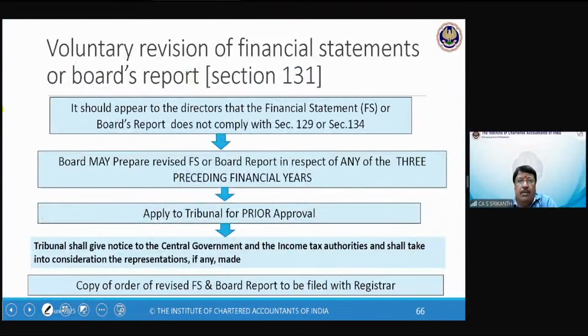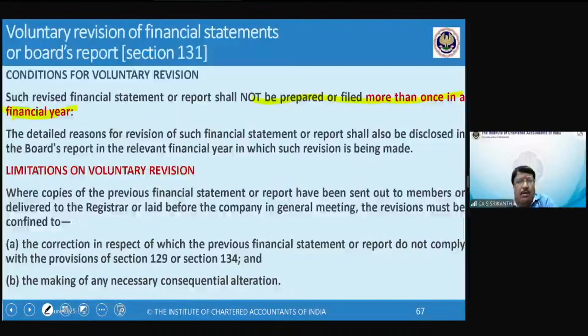3 preceding financial years. But unfortunately, the wording says more than once in a financial year. So I can do only one revision in one financial year, but the same year can be revised 2 or 3 times also. This is also a meaning that I'm getting. Anyway, that meaning is only an interpretation.